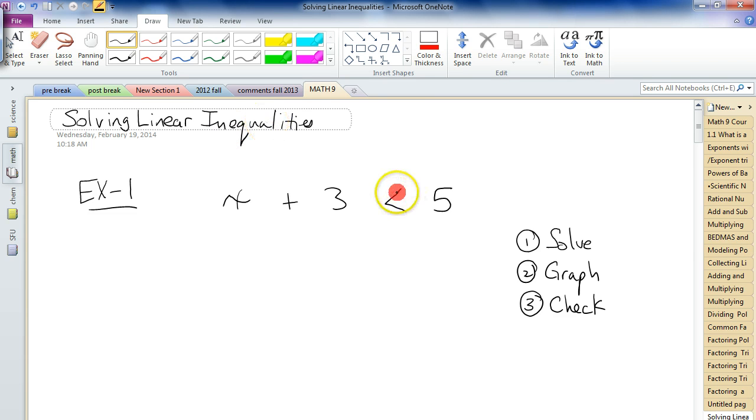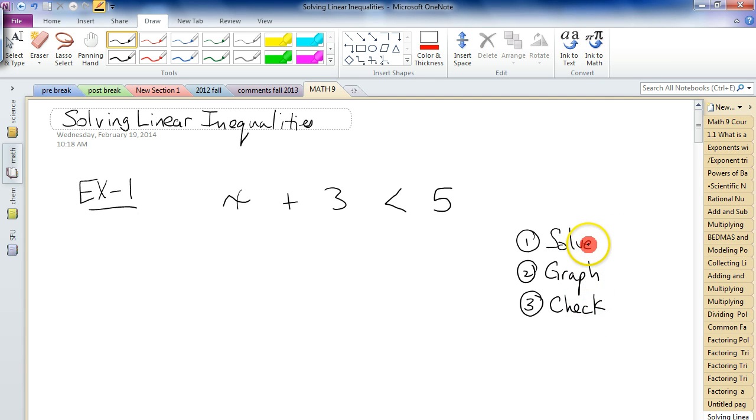An inequality tells you that one side is not equal to the other side, and one is greater than or less than or equal to the other side. So how do you solve something like this? It's pretty much the exact same stuff that you've learned from before, just with a little tweak to it. So usually when you're given an inequality to deal with, you're told to do three things: solve the inequality, graph it, and then check it.